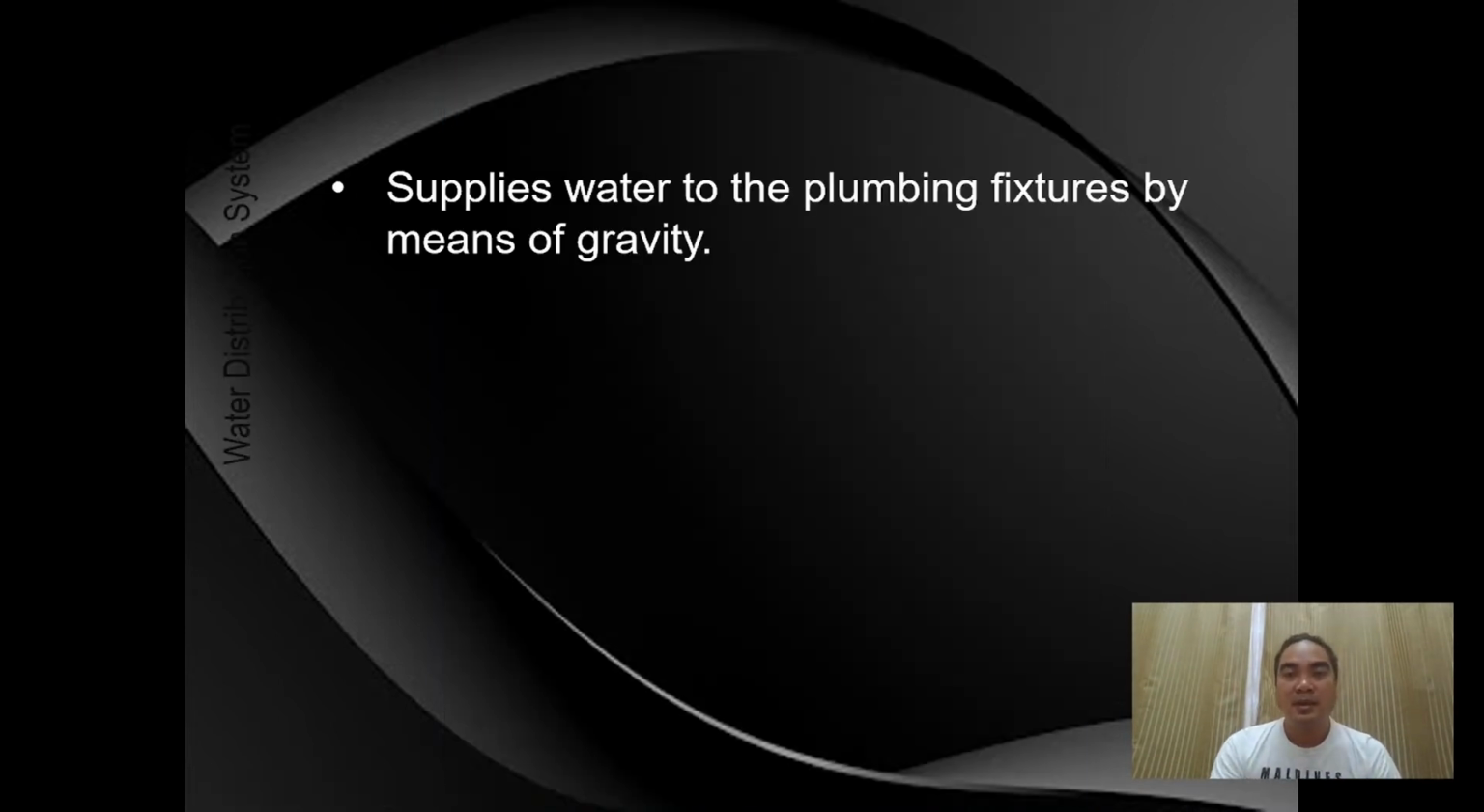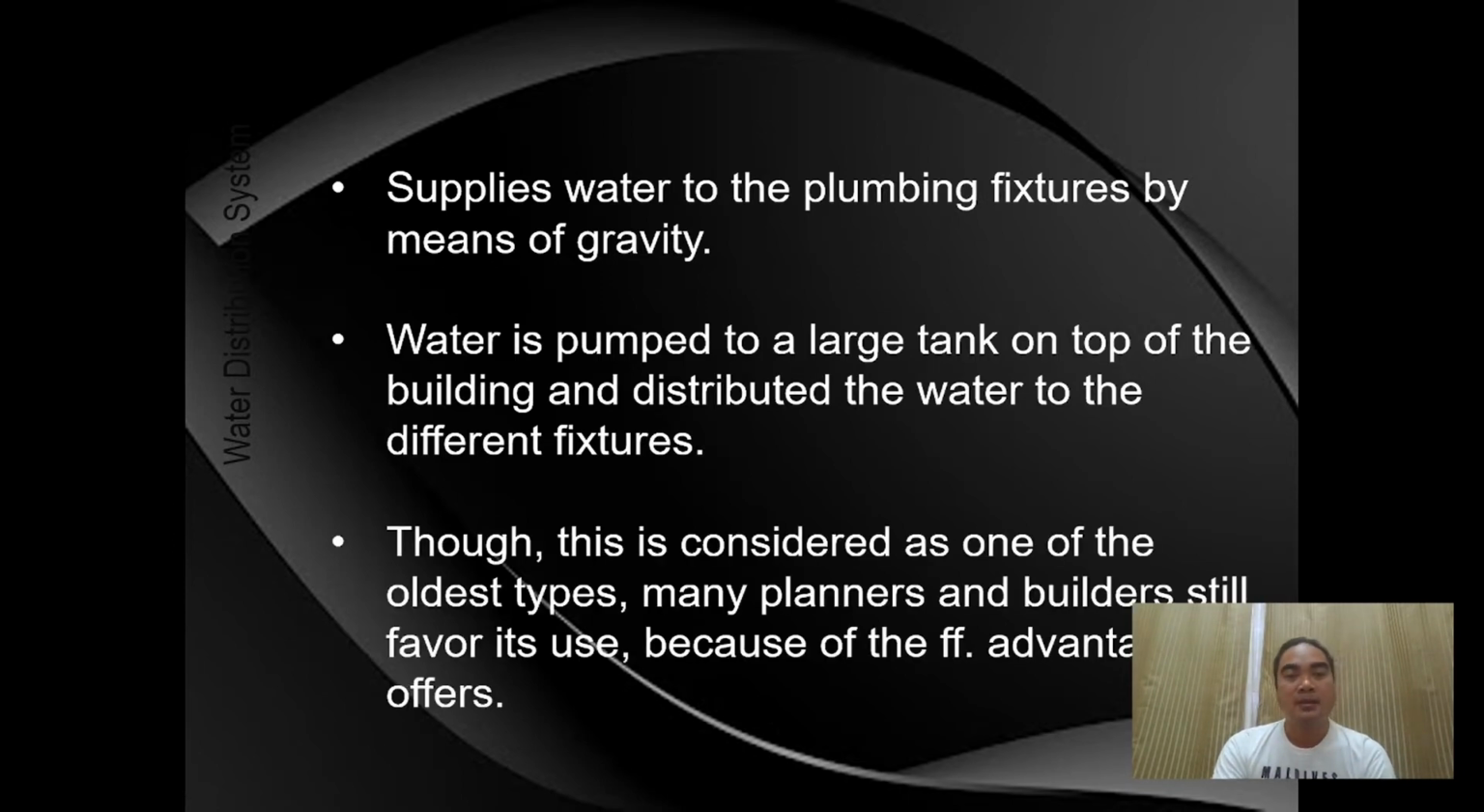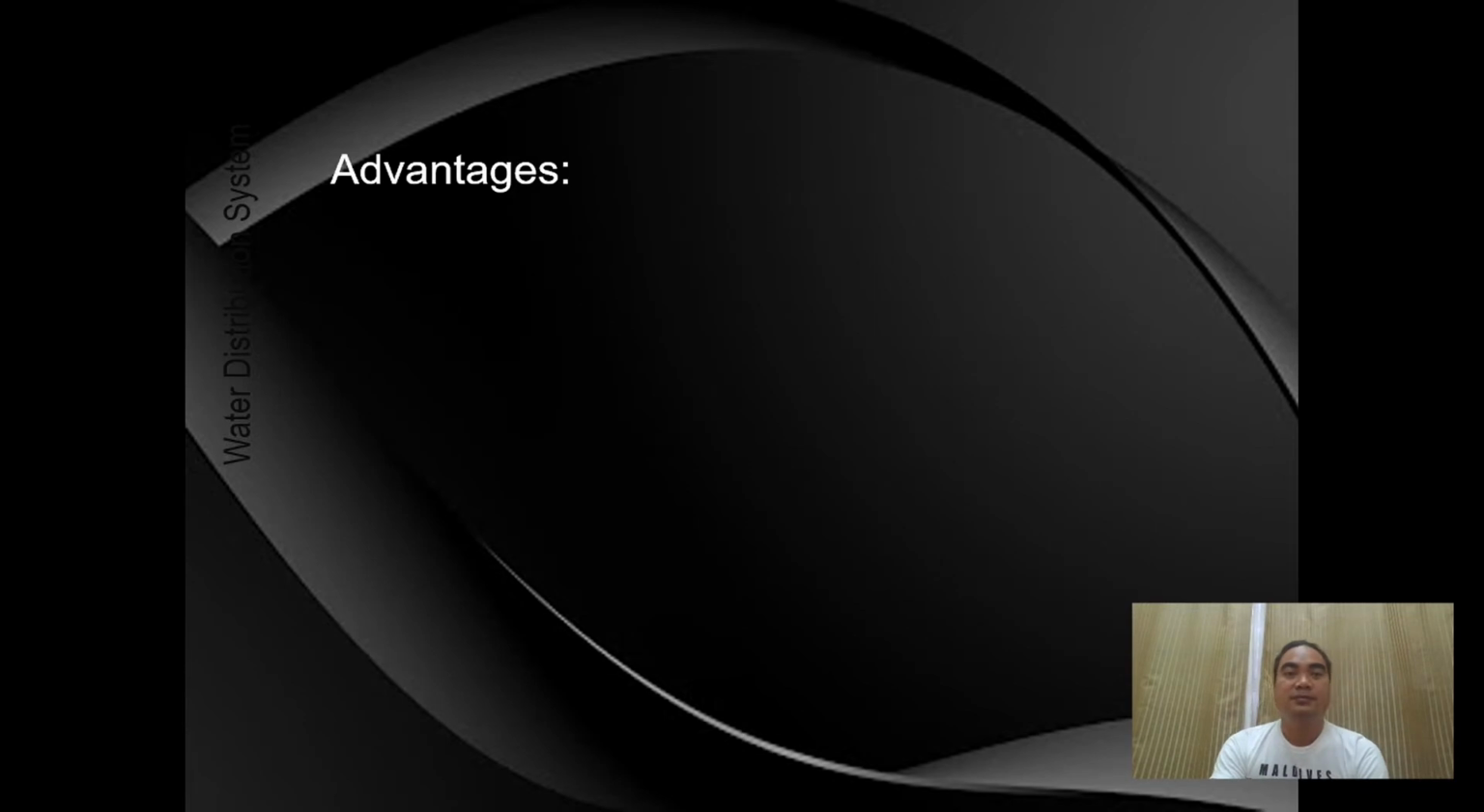Supplies water to the plumbing fixtures by means of gravity. Water is pumped to the large tank on top of the building and distributes the water to the different fixtures. Though this is considered one of the oldest types, many planners and builders still favor its use because of the following advantages it offers.